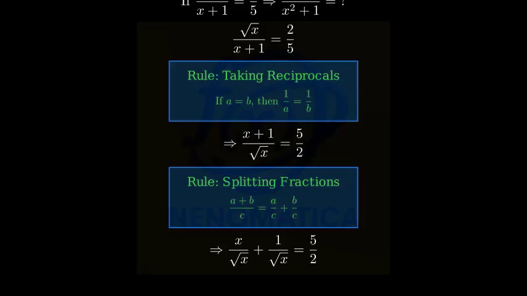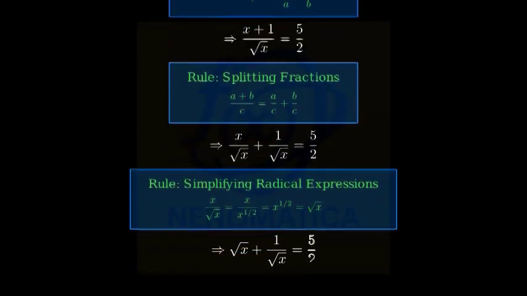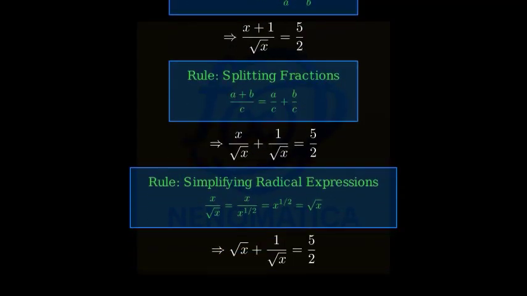Let's simplify the first term on the left side. x/√x equals x divided by x^(1/2), which equals x^(1/2). And this is equal to the square root of x. To eliminate the radicals, we'll square both sides of the equation.